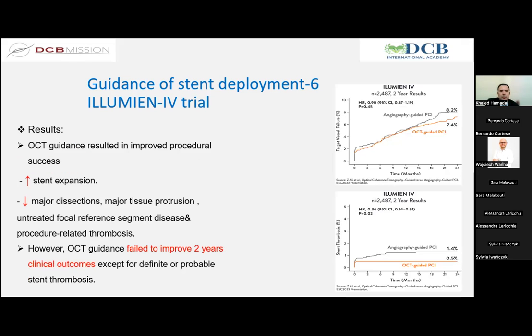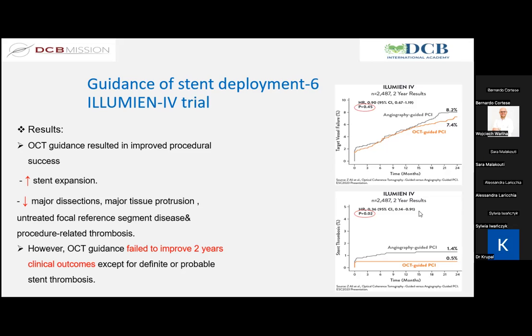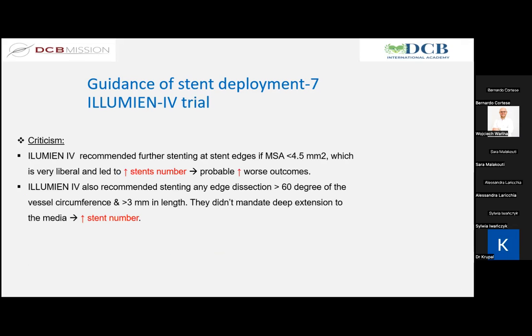Results: OCT guidance resulted in improved procedural success, with increased stent expansion, less major dissection and major tissue protrusion, and treated focal reference segment disease and procedure-related thrombosis. However, OCT guidance failed to improve 2 years clinical outcome, except for probable or definite stent thrombosis, as we can show here.